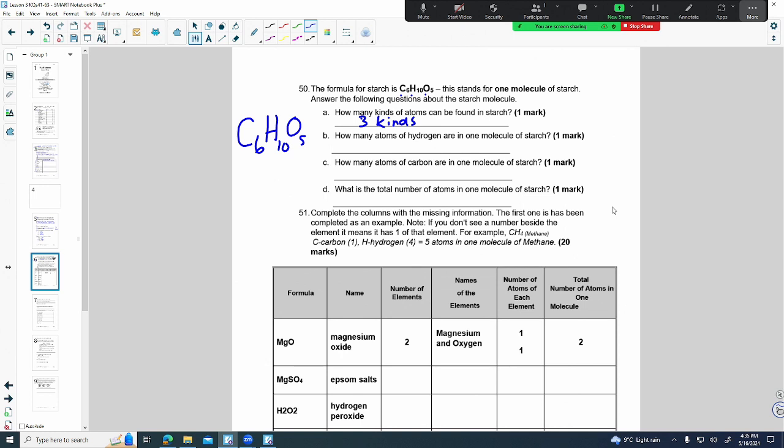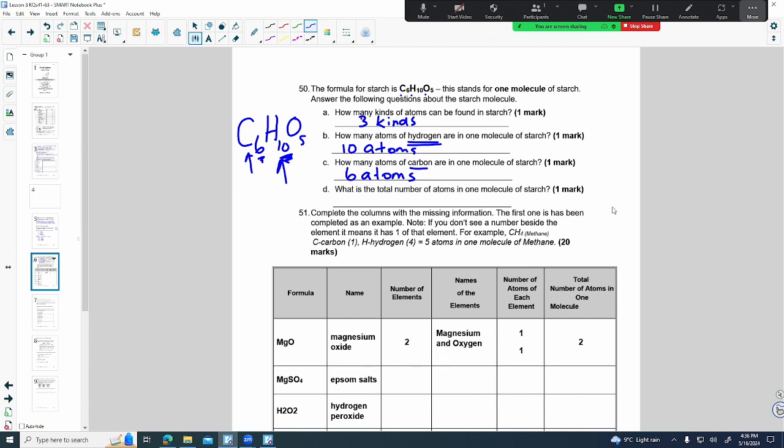How many atoms of hydrogen are in one molecule of starch? So look at H, because that stands for hydrogen. The subscript tells us that there's 10. So we know there are 10 atoms of hydrogen. How many atoms of carbon? So look for the letter C, because C stands for carbon. And beside it, the subscript tells us there's 6. So we have 6 atoms of carbon in one molecule of starch.